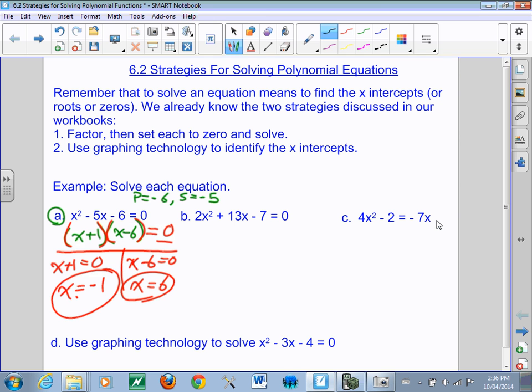All right, taking a look at our second example, which is B. Notice that a does not equal 1 in our trinomial, so we try to common factor, and in fact we can't. So this is going to be one of those decomposition examples that you should remember. Remember, product is a times c, so it's going to be 2 times -7, which equals -14. And our sum is 13.